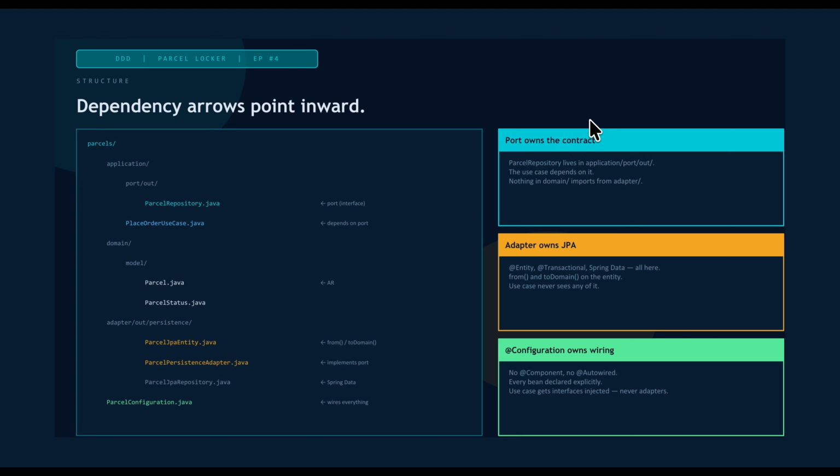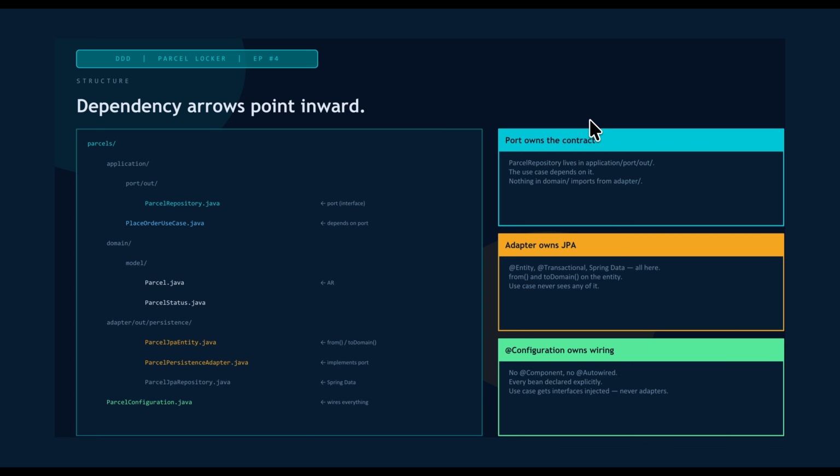From and toDomain live on the entities themselves. No separate mapper class, mapping logic stays close to the data it describes. Transactional is on the adapter. The full story is a separate episode. Linking in the description.